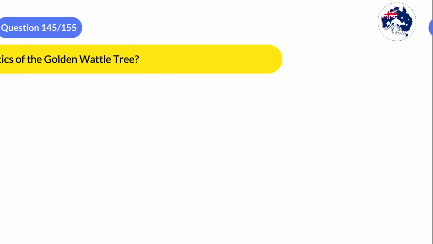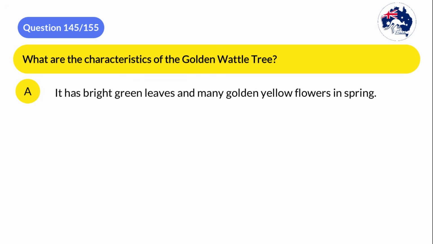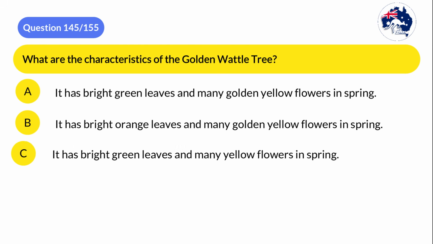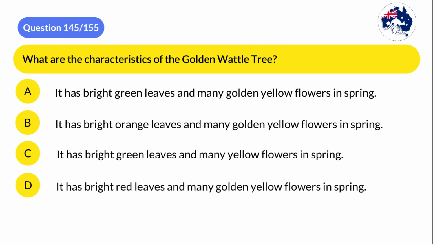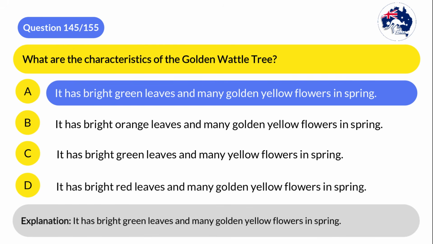Question 145. What are the characteristics of the golden wattle tree? A. It has bright green leaves and many golden yellow flowers in spring. B. It has bright orange leaves and many golden yellow flowers in spring. C. It has bright green leaves and many yellow flowers in spring. D. It has bright red leaves and many golden yellow flowers in spring. The correct answer is A. Explanation: it has bright green leaves and many golden yellow flowers in spring.